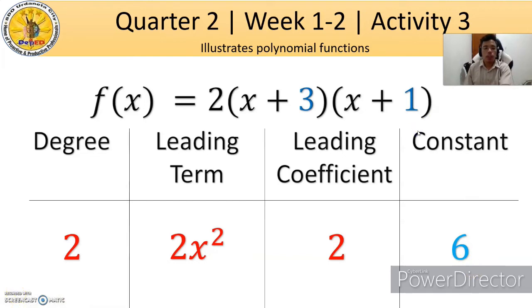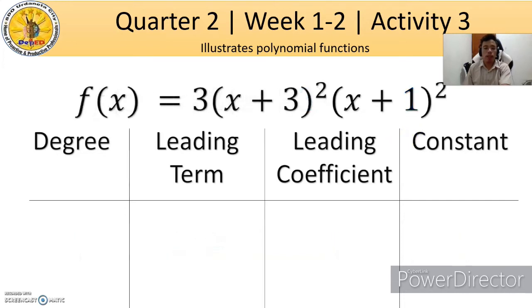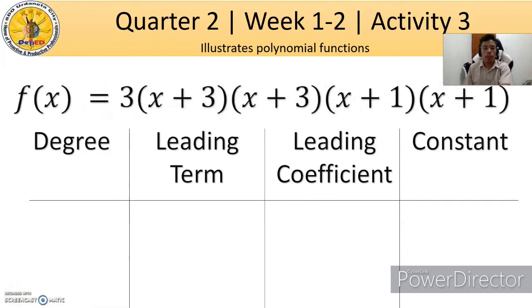Now, for the third example, let us apply what we have observed from the second example. So we have the function f(x) = 3 times the binomial (x + 3) squared times the binomial (x + 1) squared. By expanding this, we will have 3 times the binomial (x + 3) times the binomial (x + 3) times the binomial (x + 1) and times the binomial (x + 1).